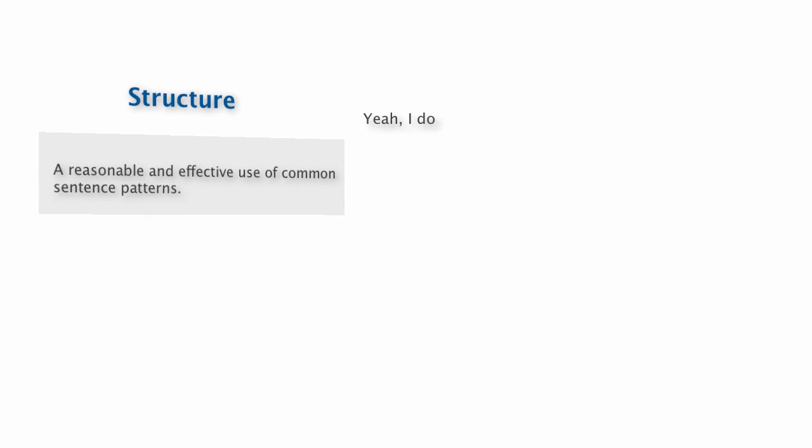"Yeah, I do." There is a mistake here because the student is incorrectly answering the question. "Did you finished?" Which is in simple past. He must have said, yeah, I did. "Who set on fire a church?" In this case, there's a mistake with the order of words. The correct way is who set a church on fire.